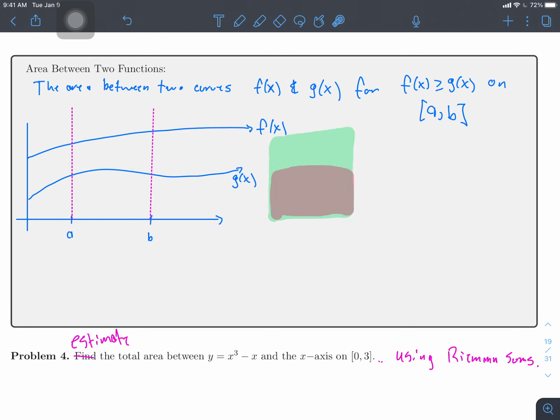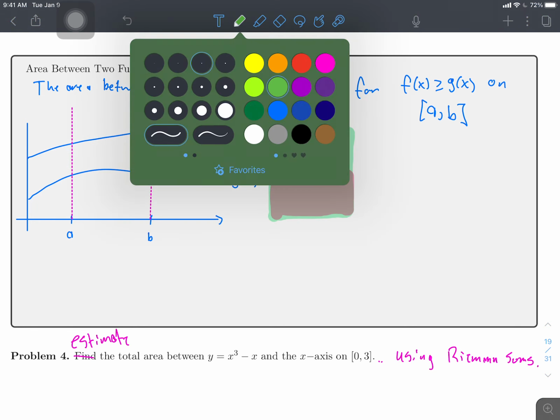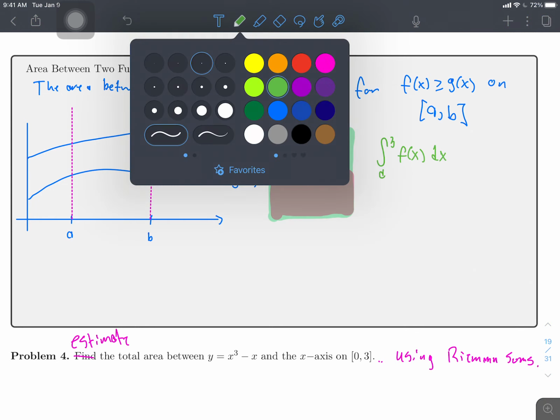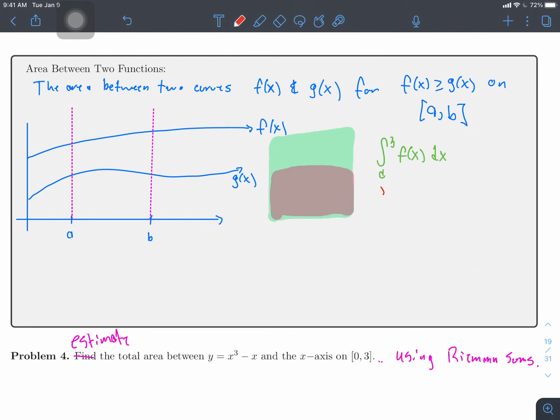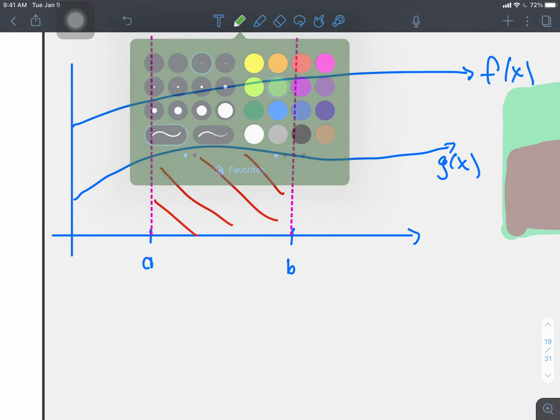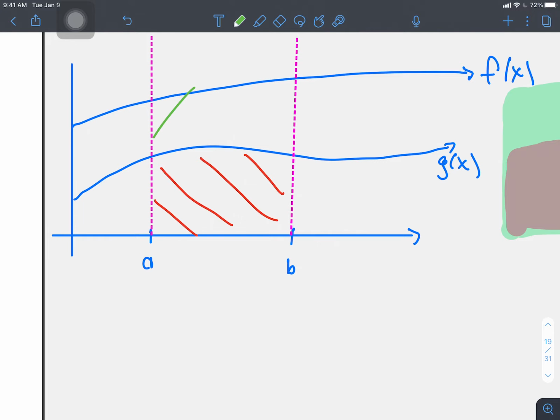Okay, now for the green, I know the green is given by the integral from a to b of f of x dx. And I know that the red area, which I don't want to count, actually I want to subtract it, is the integral from a to b of g of x dx. Okay, so that's shown here. And then the green is, of course, the total area here.